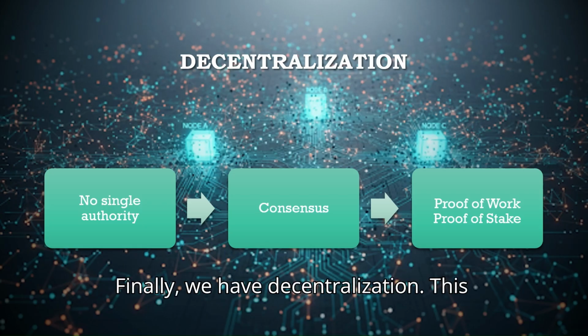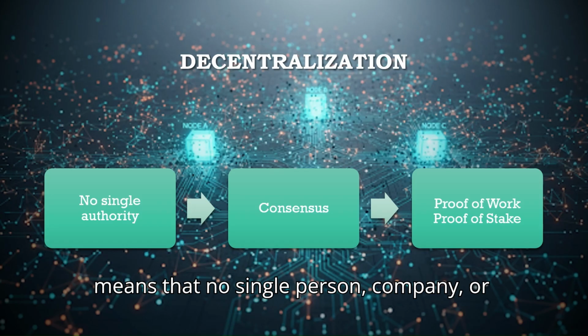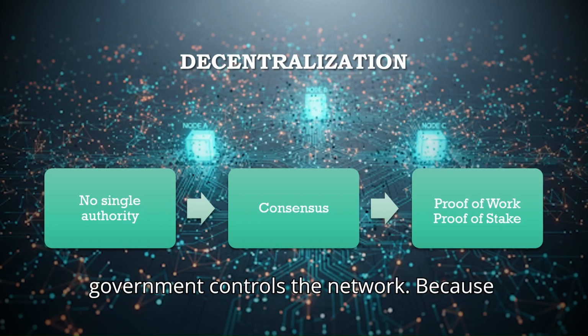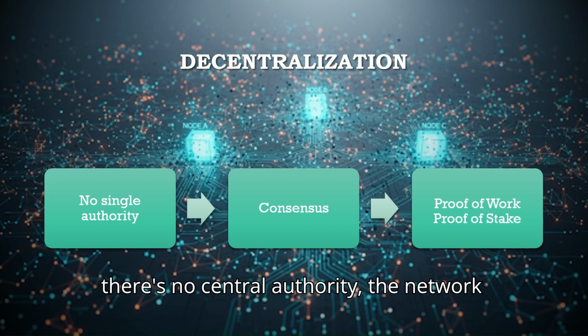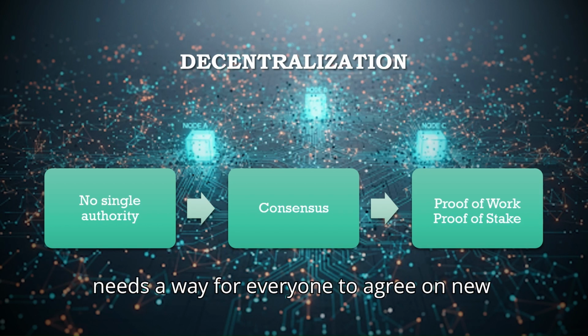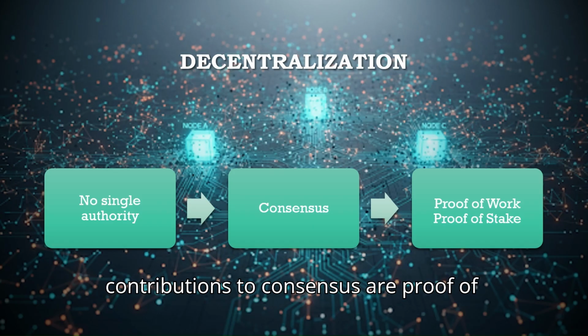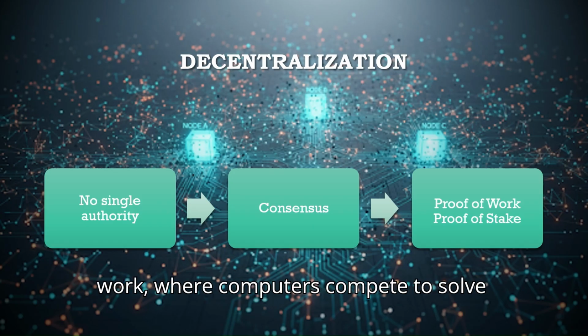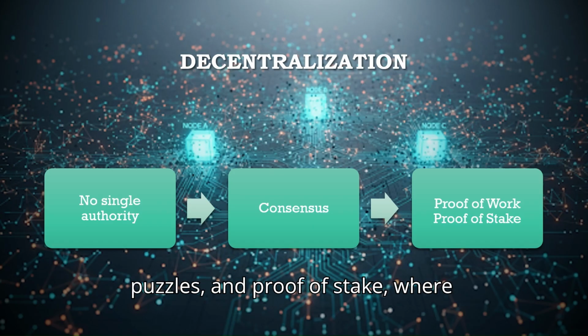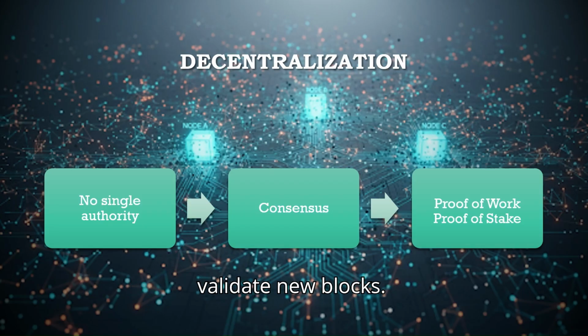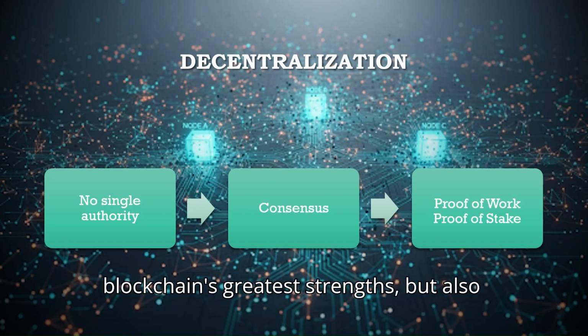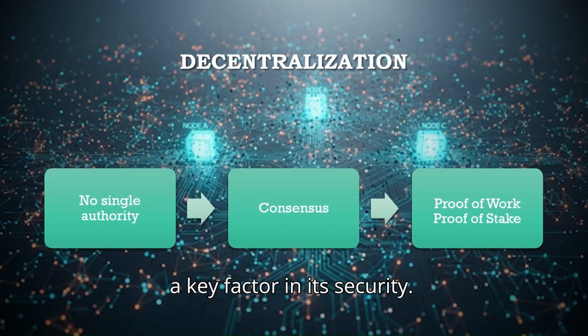Finally, we have decentralization. This means that no single person, company, or government controls the network. Because there's no central authority, the network needs a way for everyone to agree on new transactions. This is called consensus. The two most common contributions to consensus are proof of work, where computers compete to solve puzzles, and proof of stake, where participants lock up their crypto to validate new blocks. This decentralized model is one of blockchain's greatest strengths, but also a key factor in its security.